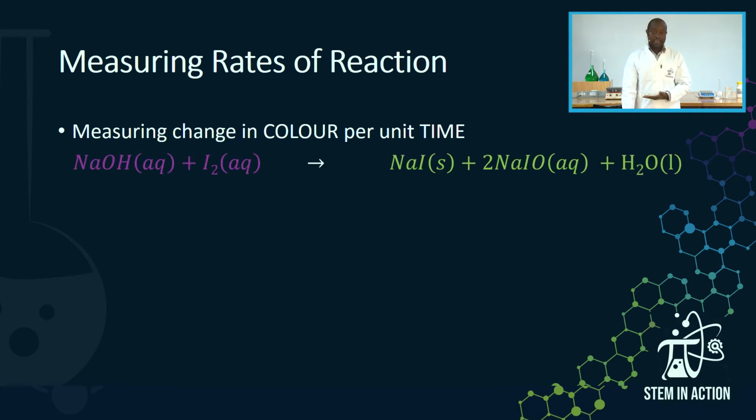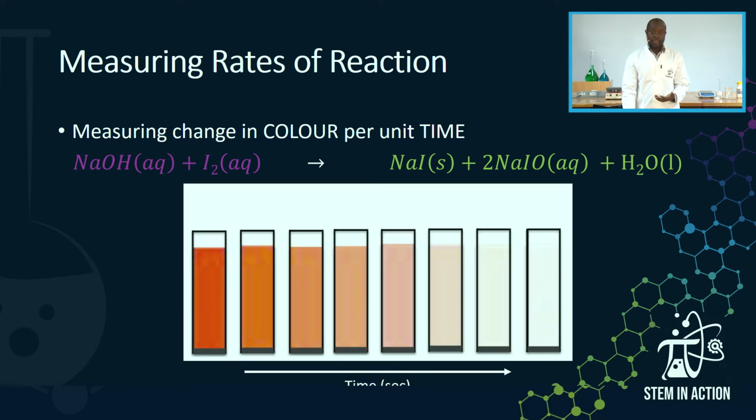So you get a reaction such as this one, and for this reaction, we are reacting sodium hydroxide with iodine, and iodine is a brown aqueous solution, or a brown liquid. And as this reaction happens, we are using up our iodine, and therefore our reaction mixture is going to become less and less colored.